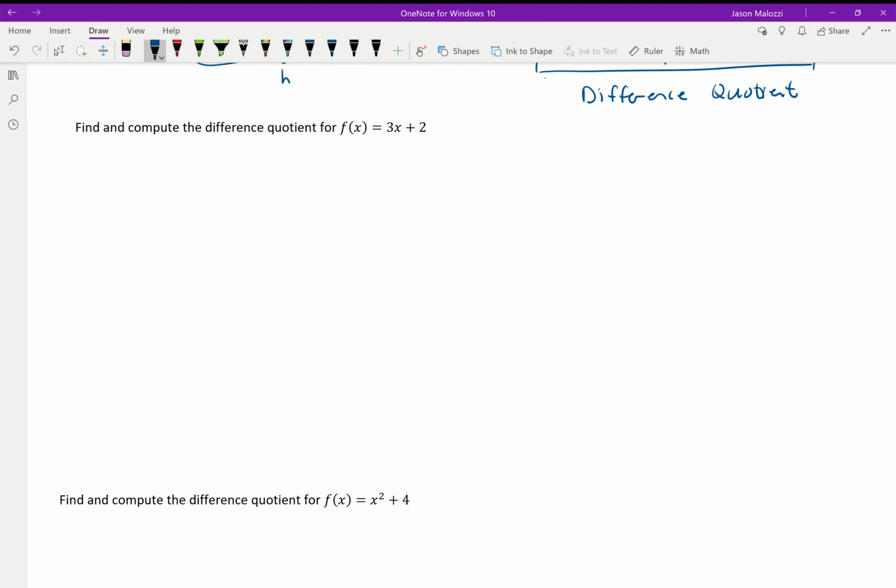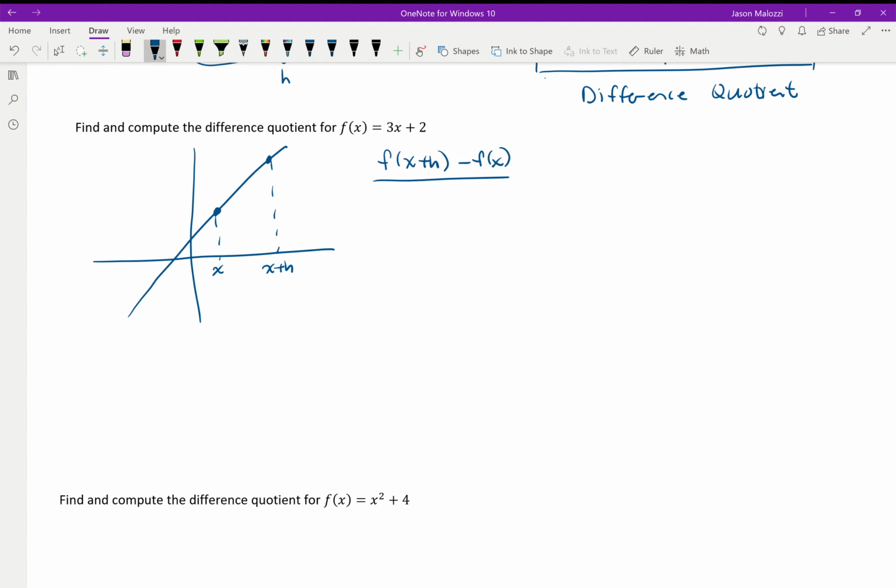So if f of x equals 3x plus 2, now I am going to use the picture for this one just to prove a point. So that is going to look something like this. It's a line that has slope 3 and y-intercept 2. So whatever I pick for x and x plus h, you notice that the slope between those 2 points is the slope of the line. So the difference quotient should be 3. Now let's just see what that looks like as we do this algebraically.